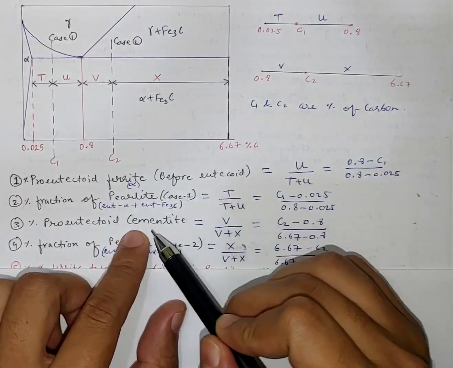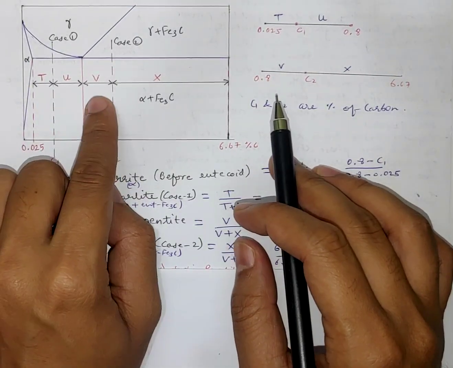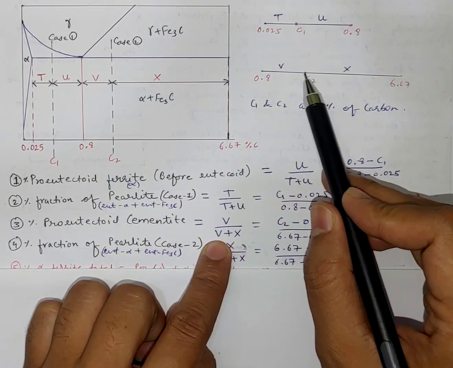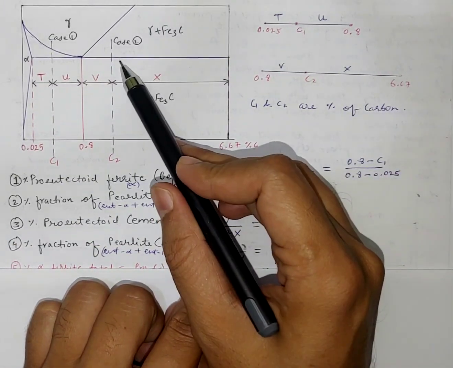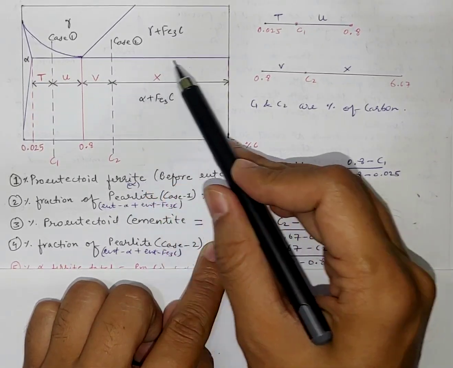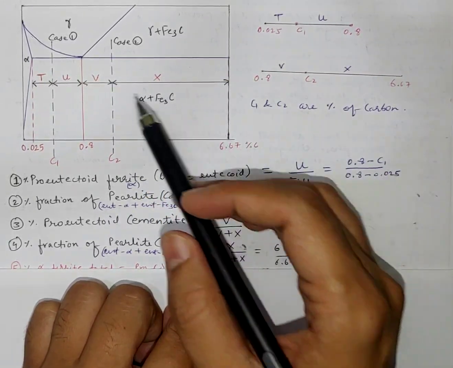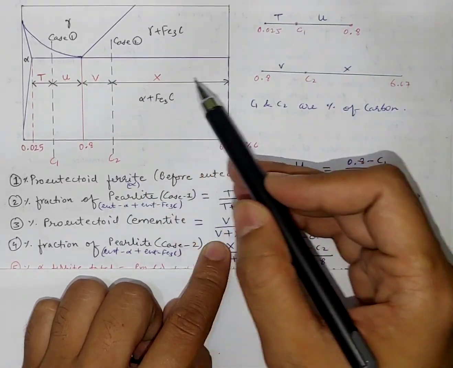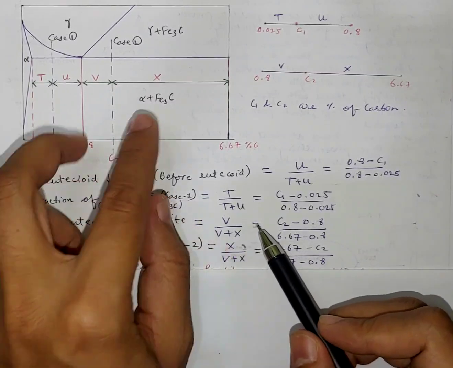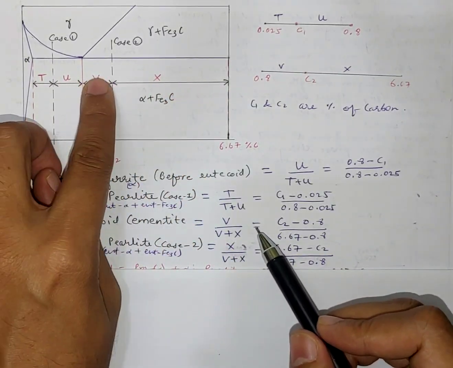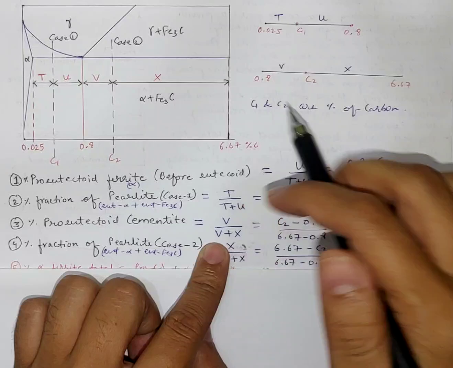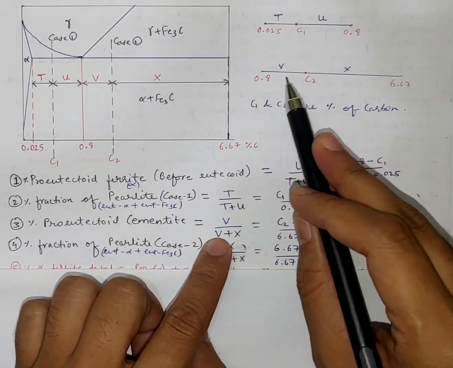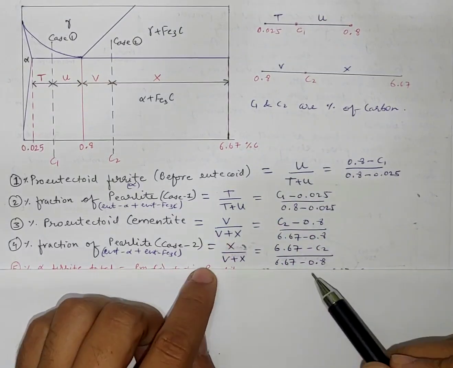So to calculate cementite we have to calculate the opposite distance. So v is the opposite distance. The more the C1 C2 point is near to this cementite line, the bigger the v length will be. So the bigger the length, the more cementite there will be, as it is closer to this line. That's why we have to consider v. So v upon v plus x, where v plus x means total length 6.67 minus 0.8. So v is C2 minus 0.8.